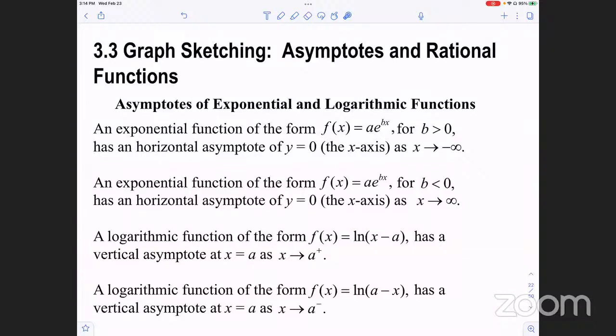The log function generally starts off running along the right-hand side of the y-axis. It passes through the point 1, 0, and then goes off to the right. So log functions generally have a vertical asymptote. The form natural log of x minus a has a vertical asymptote at x equals a, as x approaches a coming from the right. For instance, natural log of x is the same as natural log of x minus 0, so x equals 0 was our vertical asymptote if we just had natural log of x.